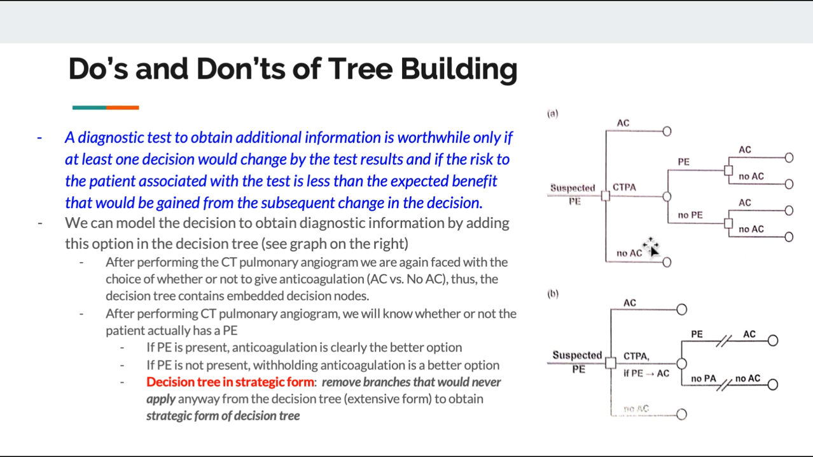In order to simplify it, we use a decision tree in strategic form. In this way, we remove the branches that would never apply anyway from the decision tree, compared with the extensive form we have over here. At this point right here, we have the strategic form of the decision tree.